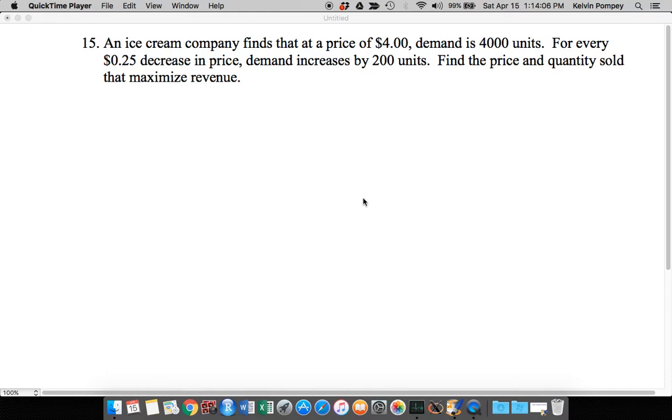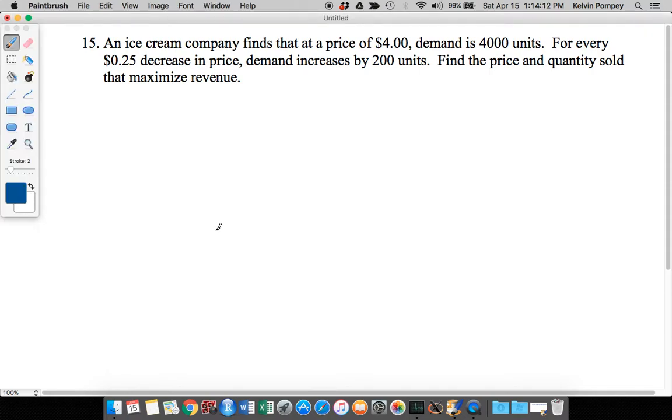Now let's look at problem 15 on the review sheet. It says an ice cream company finds that at a price of $4, demand is 4,000 units. For every 25-cent decrease in price, demand increases by 200 units. Find the price and quantity sold that will maximize your revenue, right? And so they're giving us some information here.